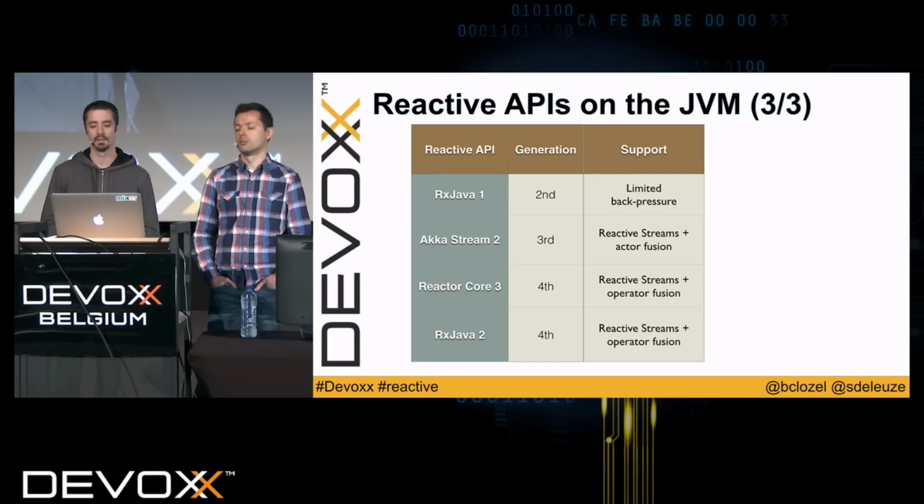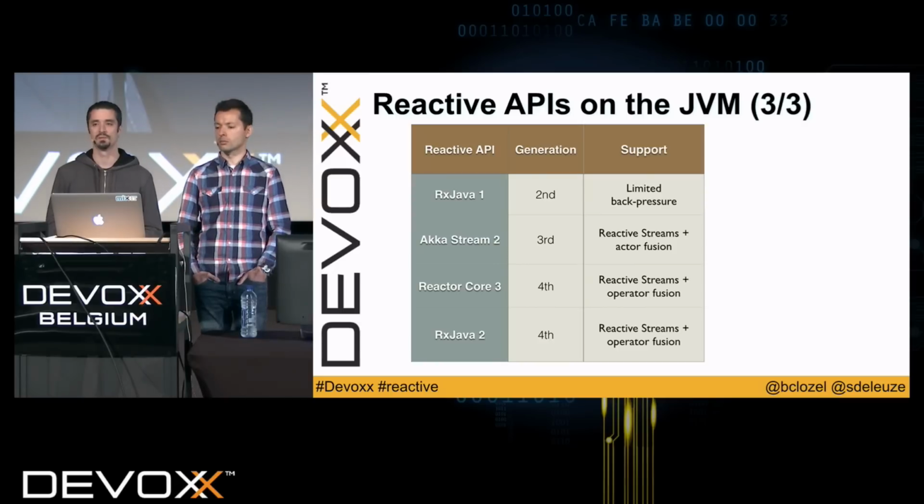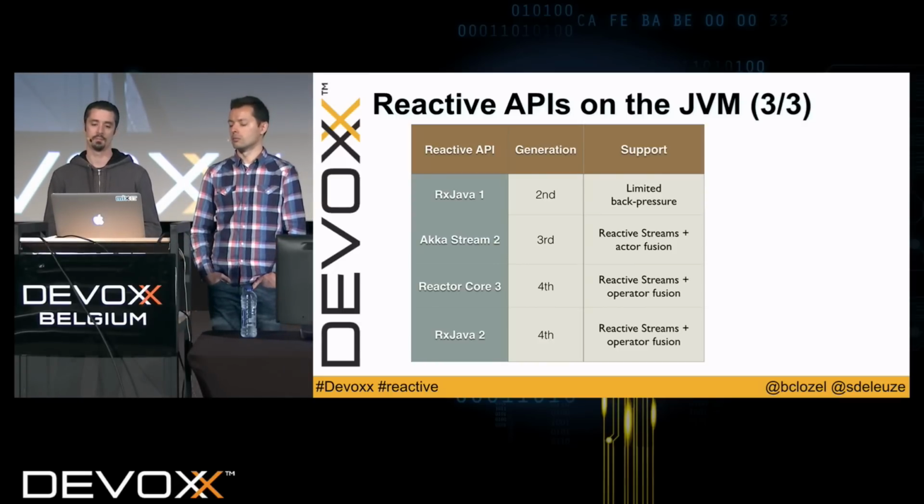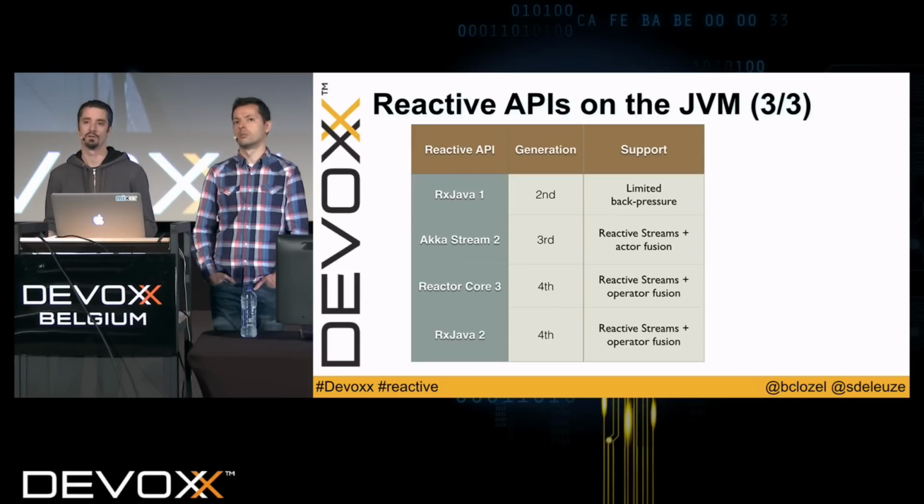And Reactor Core 3 and RxJava 2 are classified as a fourth generation reactive API because they are natively based on reactive streams and they provide operator fusion. So by operator fusion, I mean that when you define multiple steps of transformation, Reactor Core 3 and RxJava 2 will be able to merge some operations to do some aggressive optimization of the performance. And by default, with these two libraries, everything is executed in one thread, and you have the possibility to use eventually other threads, but that's the default, to use one thread.